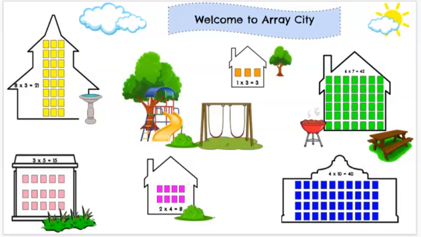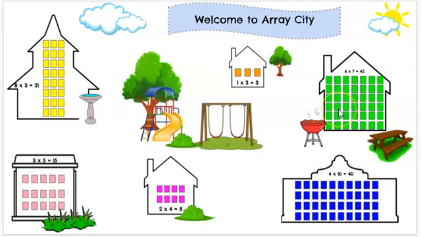So here's an example of mine. Welcome to Array City is the title of my page, and I have 6 different buildings. On the top left you see a church, and it has an array of 8 times 3. 8 times 3 is 24. Right next to it you see the playground with the swings, and up here is somebody's house, and their array is 1 times 3 is 3. And of course they have a tree in their yard.